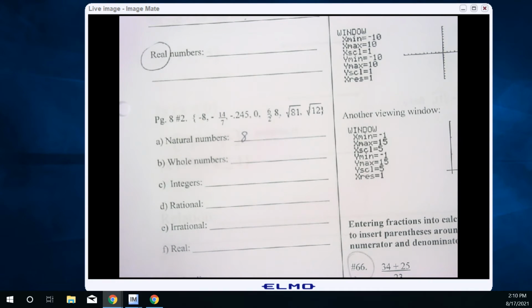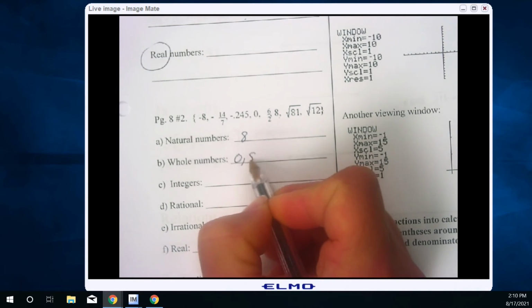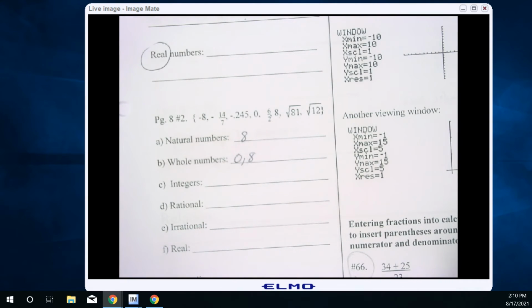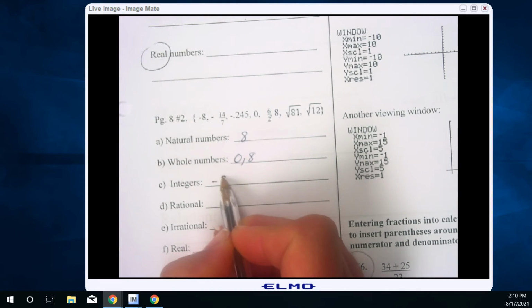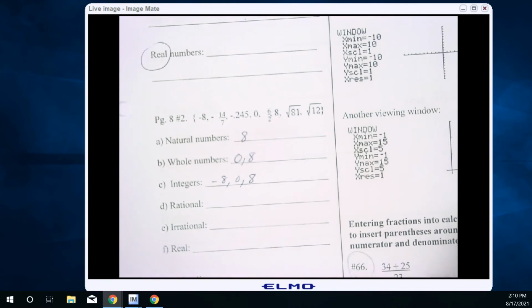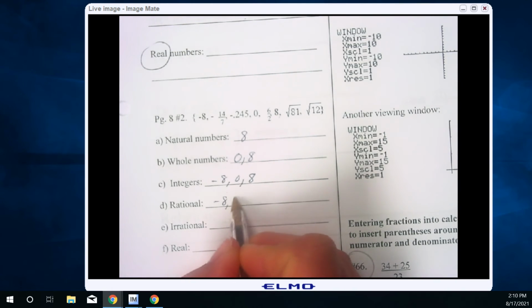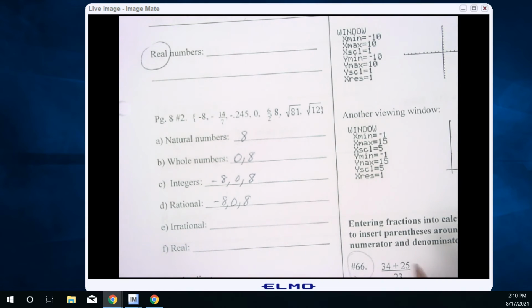Which one of those are whole numbers? 0, 8. Integers. Rational numbers. Can I write -8, 0, and 8 as a fraction? Yes. So -8, 0, and 8 still count.